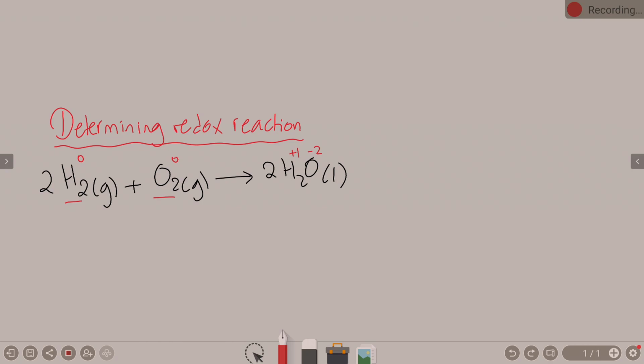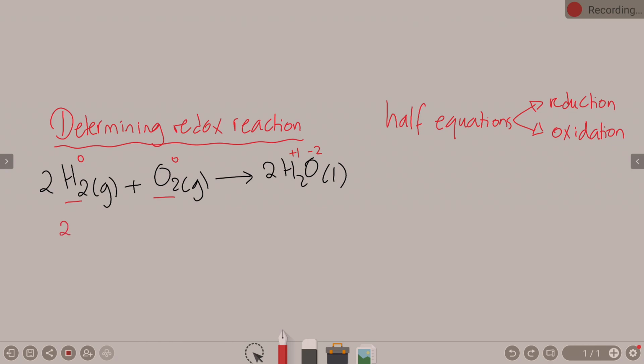So then there's the next vocabulary word that you need to know, which is called half equations. And half equations represent the two halves of the redox reaction, one being for the oxidation and one being for the reduction. So, reduction and oxidation. So then I would write it out.